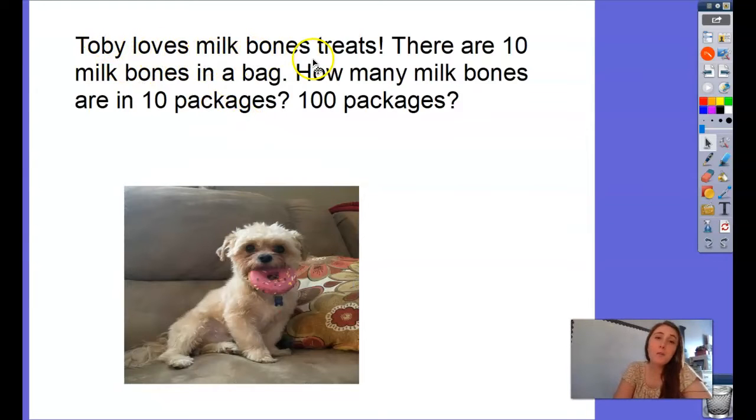So Toby loves Milk-Bone treats. There are 10 Milk-Bones in a bag. How many Milk-Bones are in 10 packages? What about 100 packages? We are going to be taking a look at our tens place sticks and our blocks to help us figure that out for Toby. So let's switch over to see if we can solve.